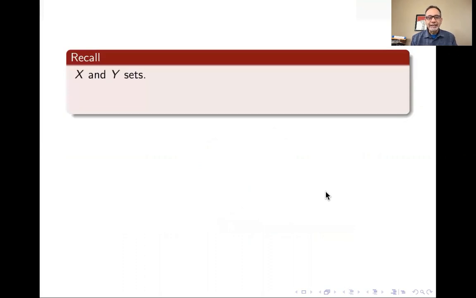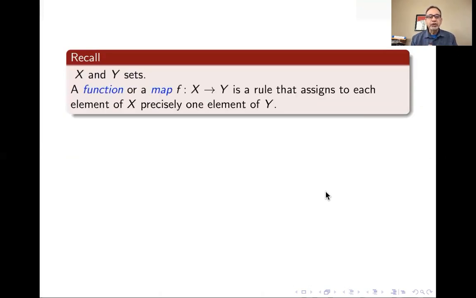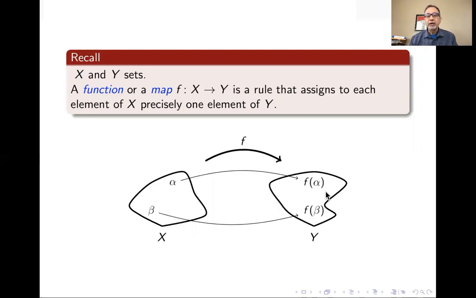If you have two sets, how do we define a function? A function is a rule that assigns to every element of x one element of y. Each element of x gets one element of y. And the way we think of a function is as a map, as something that sends things over. X is called the domain, y is called the codomain, and what f does is give you a rule for how to take elements of x and send them over to y.